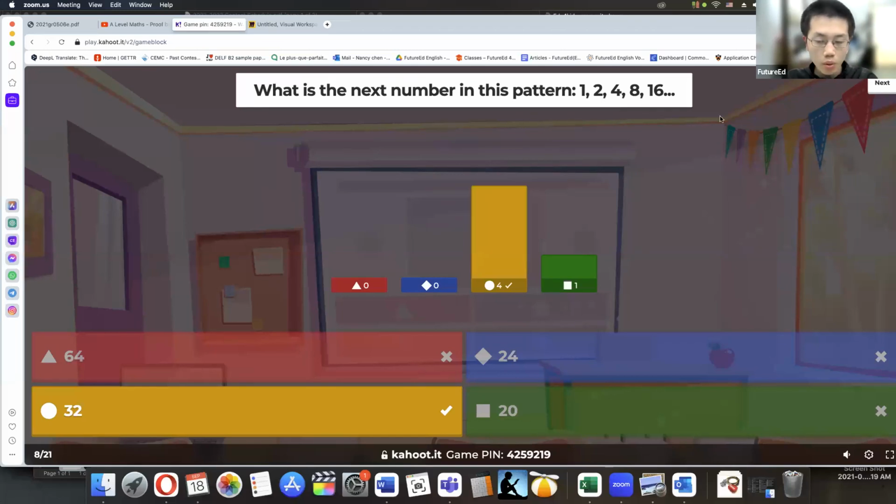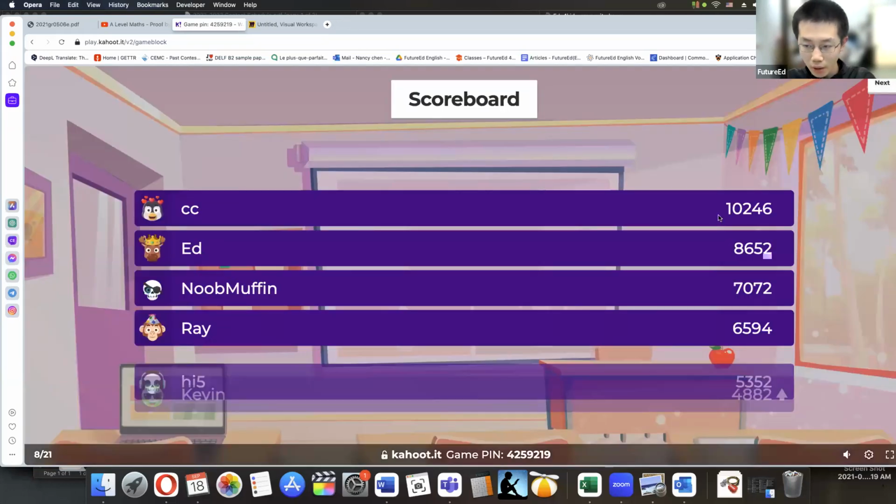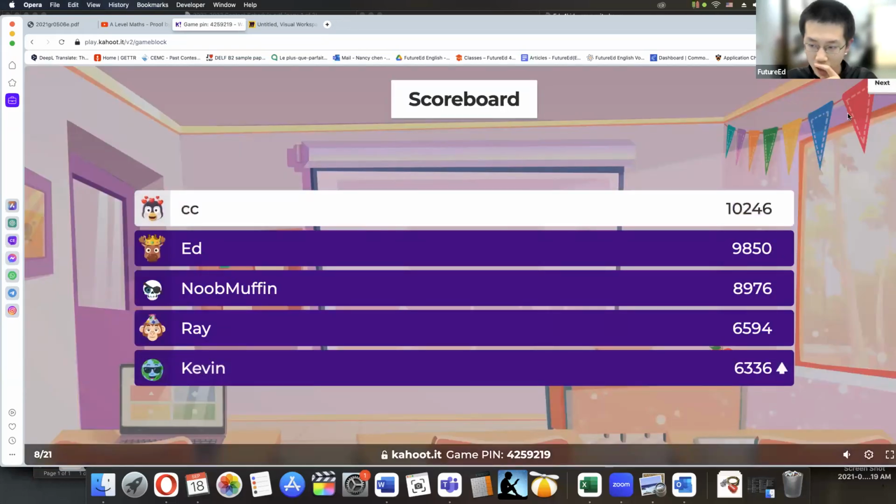It doesn't always need to be multiplied by 2. You can multiply by 3, multiply by 4. You can even multiply by -1. The pattern gets really weird for -1. It just bounces between 1, -1, 1, -1. So just identifying these patterns, it's a very nice skill to have. All right. Wow, we have someone in the 10,000 range.